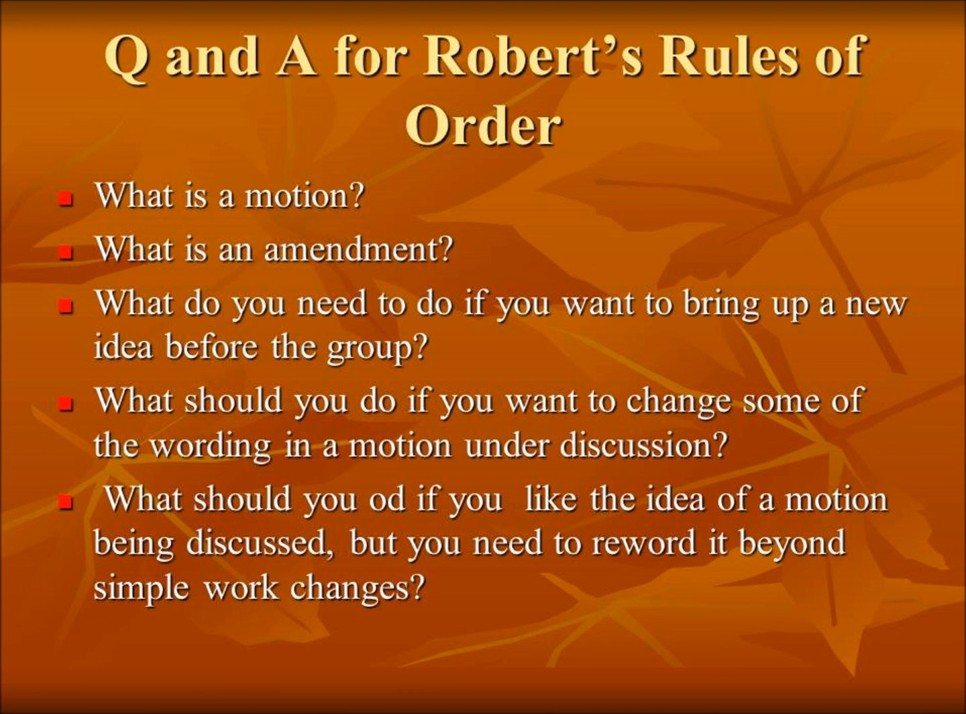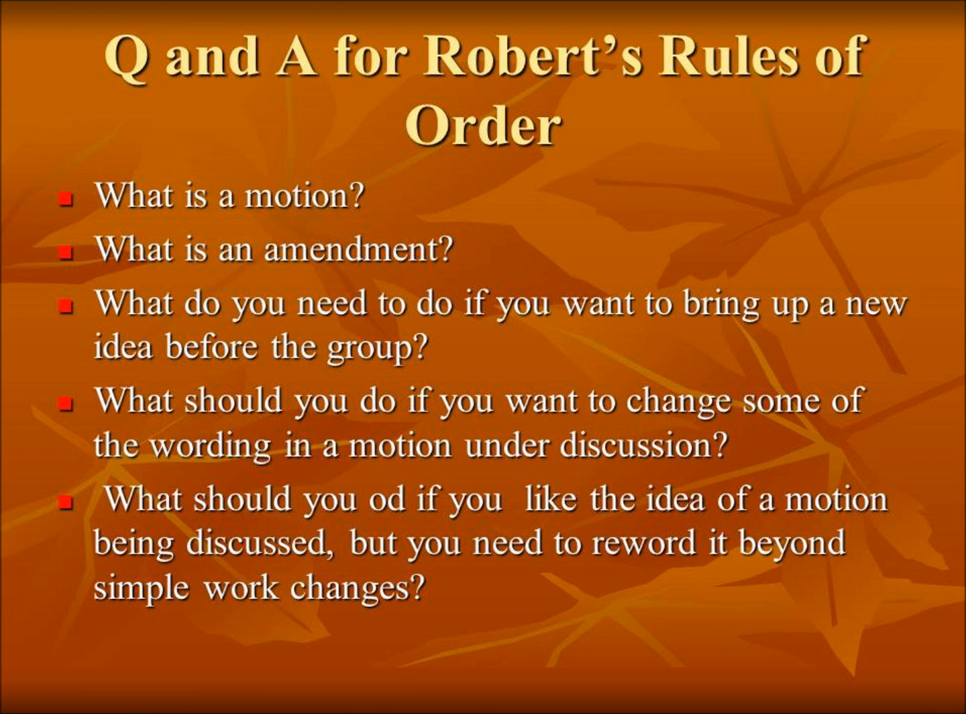What do you do if you want to bring up a new idea before the group? To bring a new idea before the group, you first have to have the floor, which is accomplished by standing and addressing the chair with whatever that chairperson's title may be. For example, Mr. Chairman. The chair will then recognize the person wanting to make the motion, thereby giving that individual the floor.